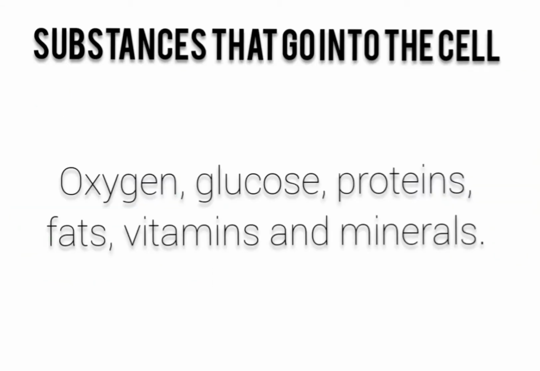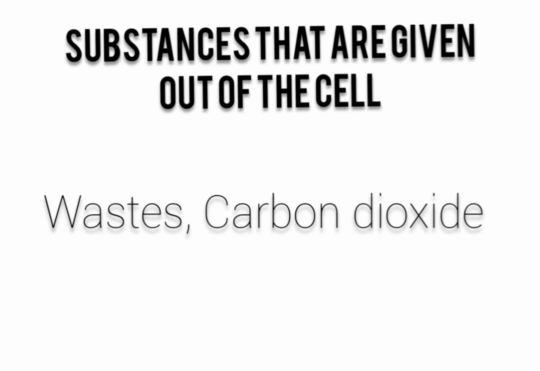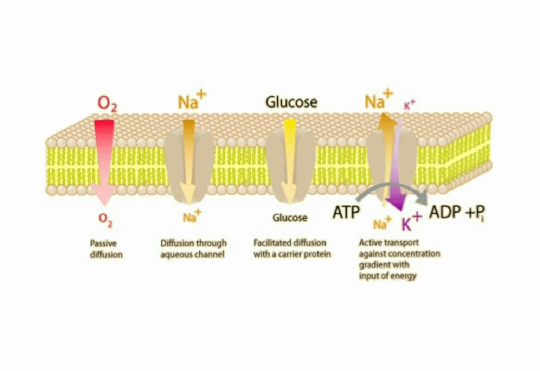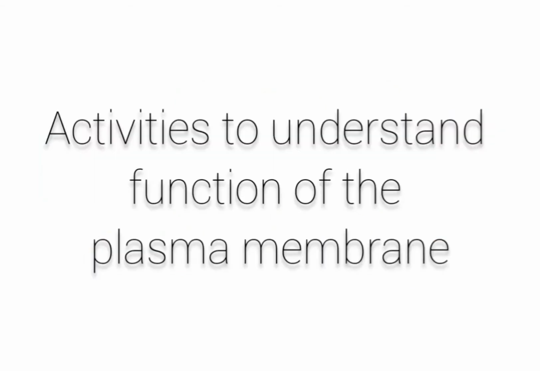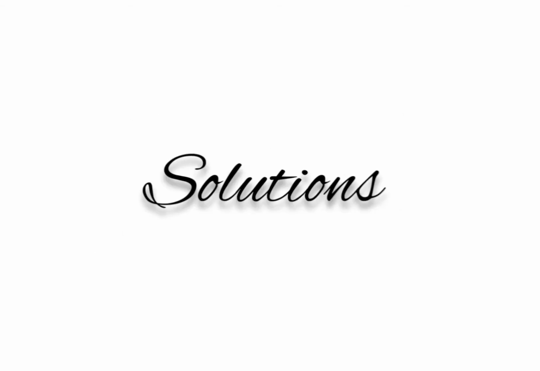Oxygen, glucose, proteins, fats, vitamins, minerals, these are all nutrients essential for the cell and therefore these will be transported into the cell. Whereas carbon dioxide and other wastes should go out of the cell. What is essential to the cell growth will go inside and what is not essential will come out of the cell. So transport is one of the main functions of the plasma membrane. To understand this function, we have to do various activities. So let's get started. Preparing solutions.